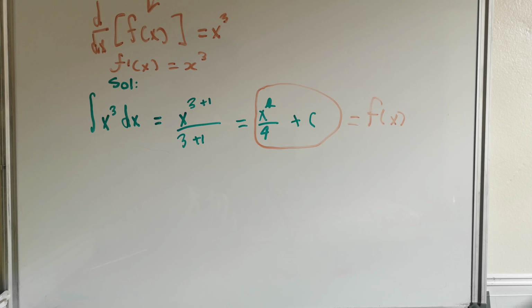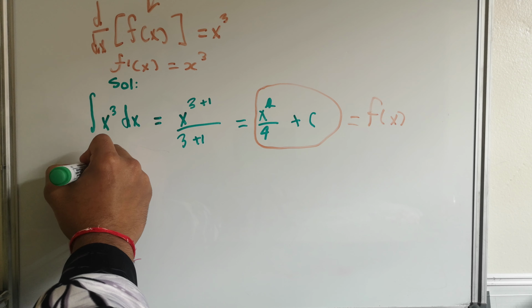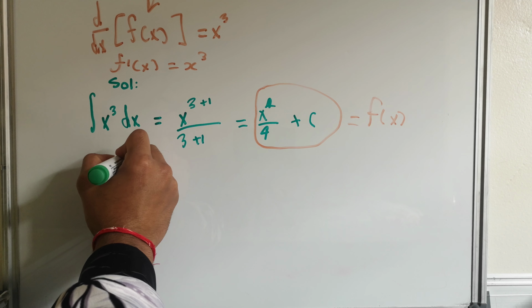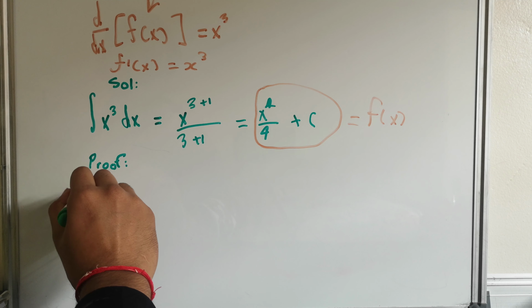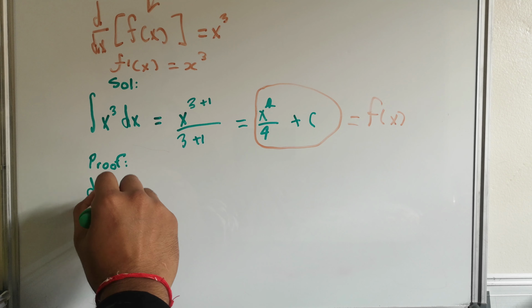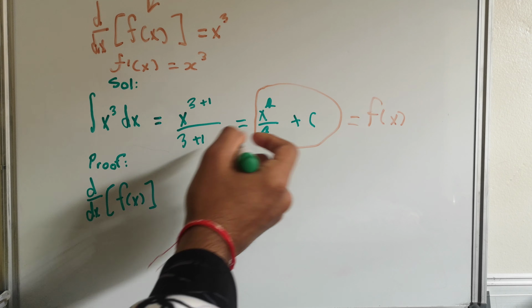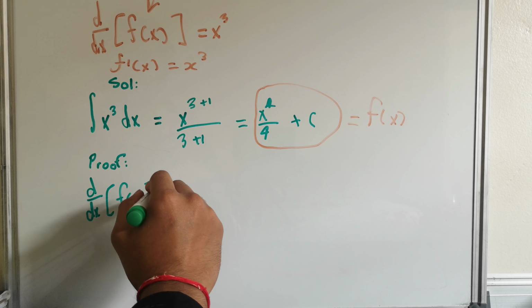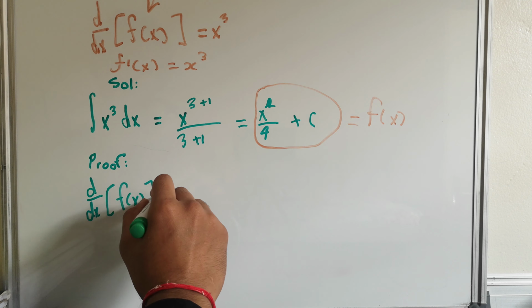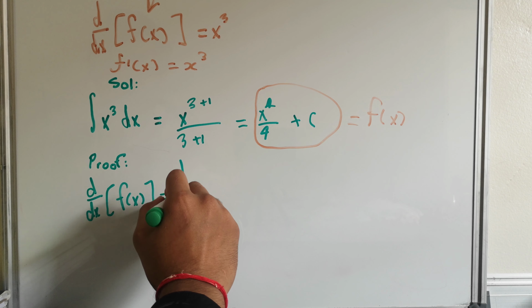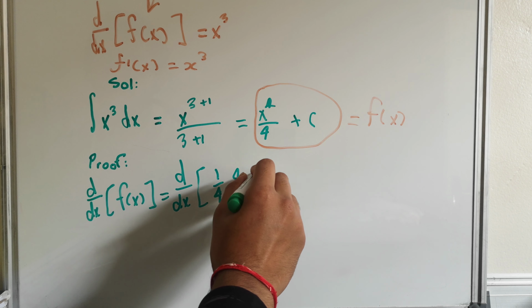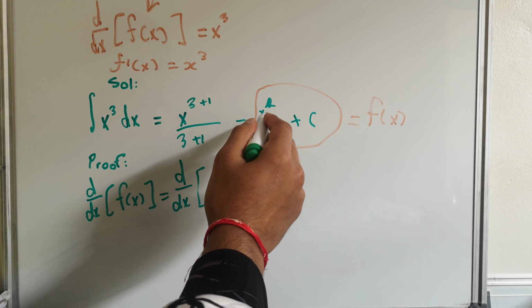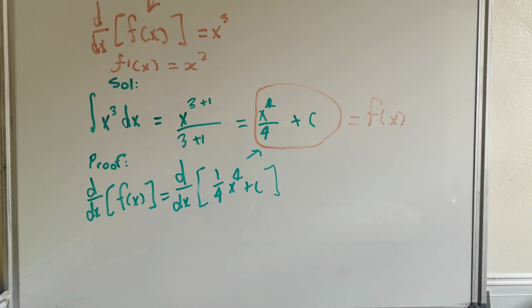Can I prove it? Sure. Proof. Let me check if we'll have enough space here. I think I will. So let's just take the derivative of f of x, which I am claiming is x^4 divided by 4 plus c. So the derivative in respect to x of f of x is the same as the derivative in respect to x of 1 over 4 x^4 plus c. I just moved the constant 1 over 4 to the left. How would we do the derivative of this?